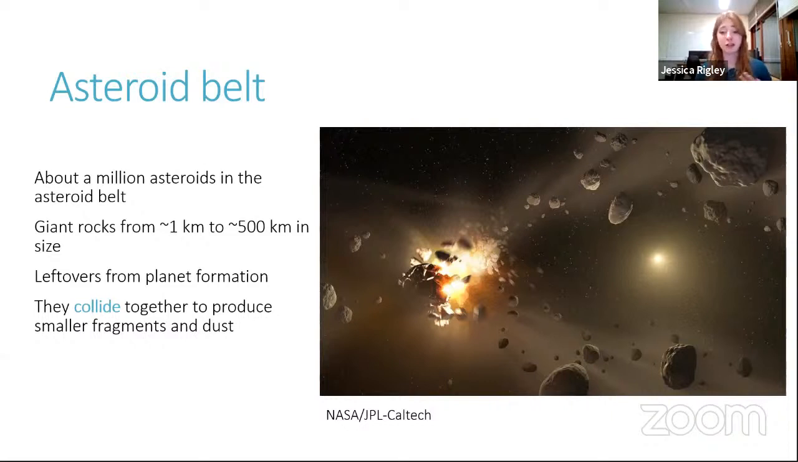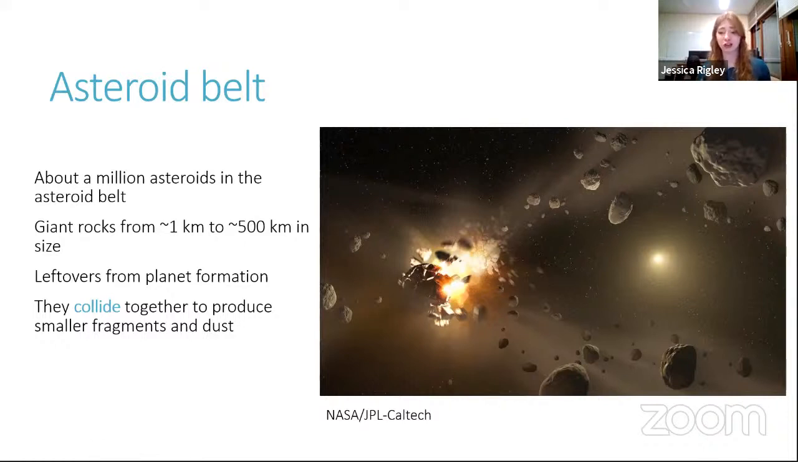and Jupiter, about 3 times further from the sun than we are. And there's about 1 million asteroids in this belt. And these are giant rocks, which have a whole range of sizes. So they can go from 1 kilometer in size to the largest asteroids, which are 500 kilometers in size. And this is a picture of an artist's concept of what we think it looks like in the asteroid belt.